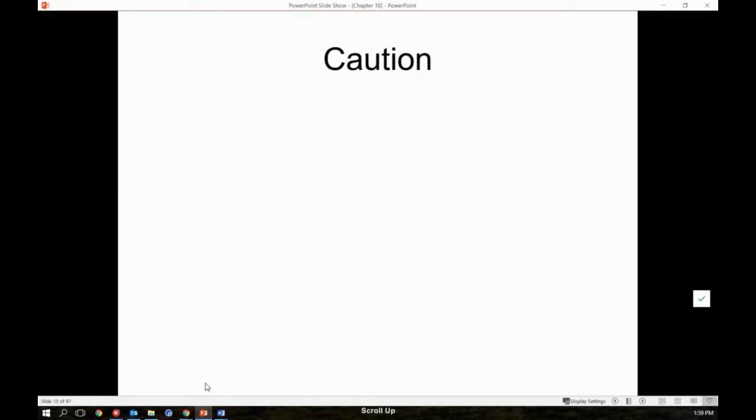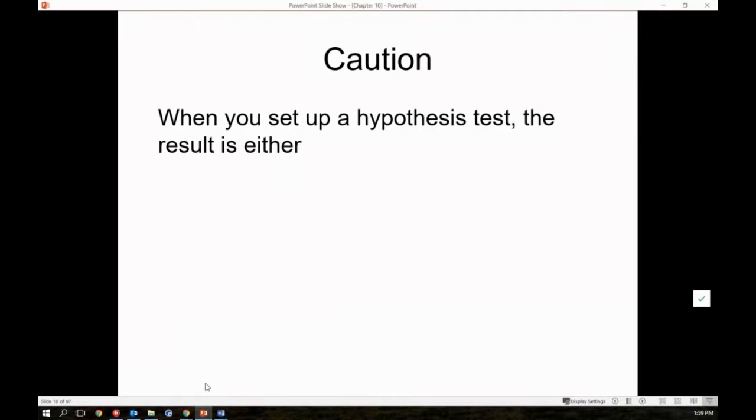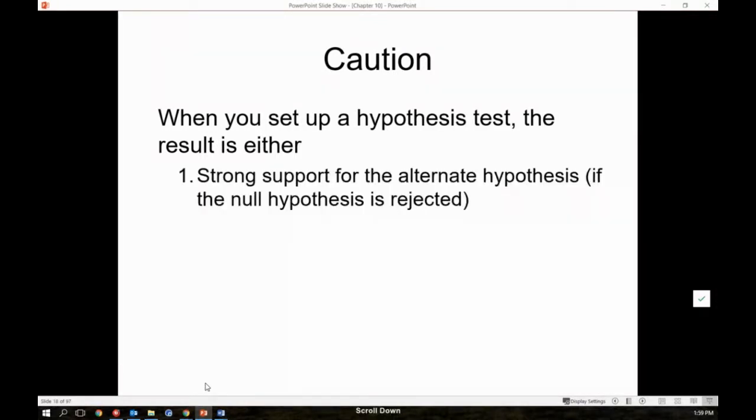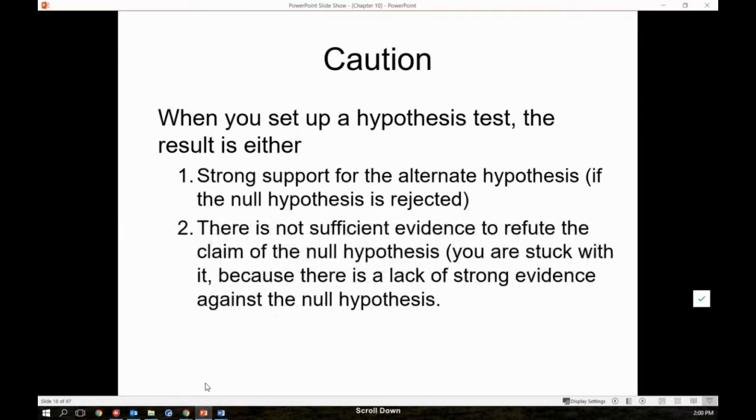Okay, so just a word of caution. When we set up a hypothesis test, the result is either one, strong support for the alternate hypothesis, if we reject the null, or two, not enough evidence to refute the claim of the null. Meaning we're just stuck with it. You may not agree with it, but we're stuck with it. Because there's a lack of strong evidence. So we either have strong evidence or we don't.